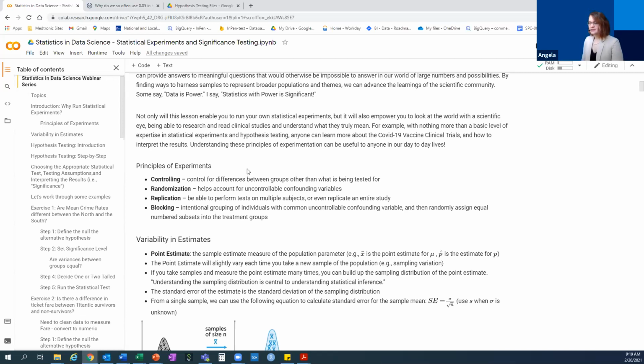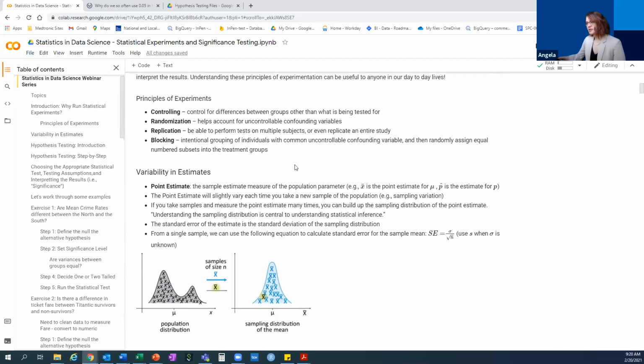And then finally, there's the concept of blocking. So this is the intentional grouping of individuals with common uncontrollable confounding variables, and then randomly assigning equal numbered subsets into the treatment groups. So this is basically a more hands-on approach to accounting for these uncontrollable confounding variables, whereas randomization is more of a principle of if you select randomly, then you're going to assume you're okay. Blocking is if you're very aware of a specific difference that is present, you might want to take a more hands-on approach to making sure that that difference is equally represented in each of your treatment groups, each of your experimental groups.